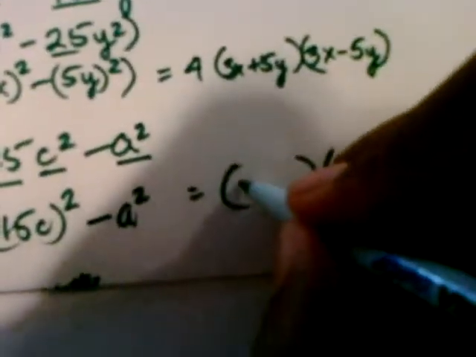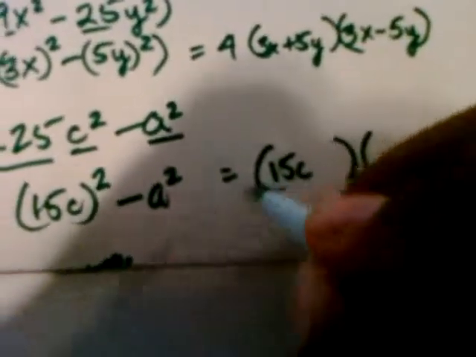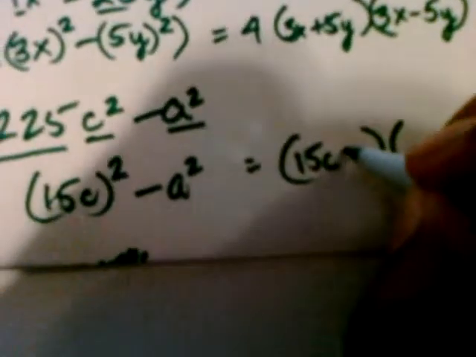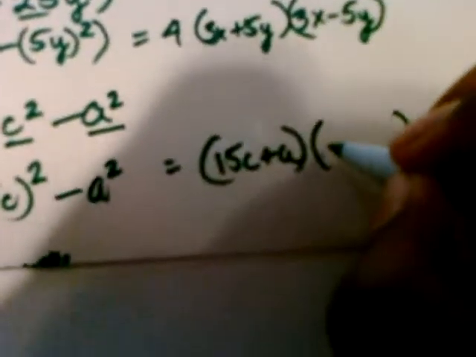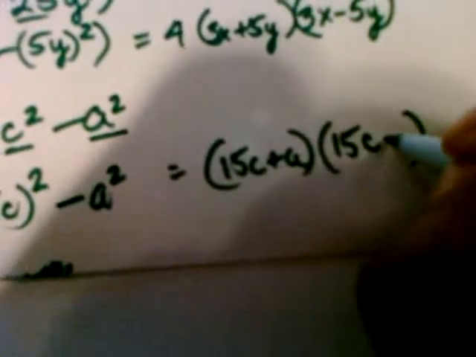So if I rewrite that as the difference of two squares, a plus b times a minus b, I get 15c as my a, plus a as my b here. And the other side would be 15c minus a. And you're done. Let's do number 10.